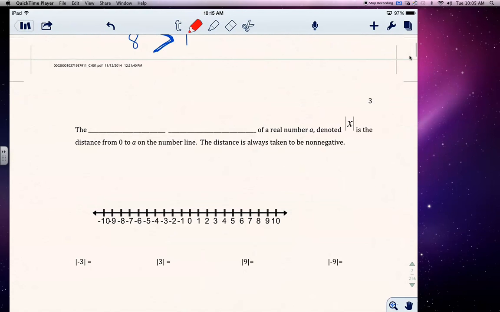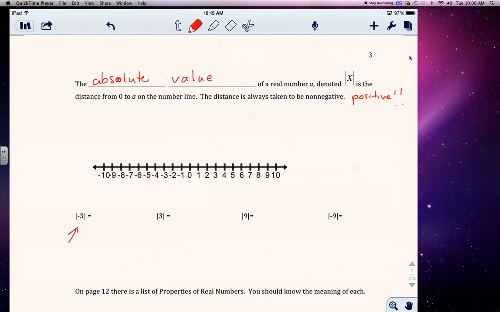Okay. Another thing we'll talk about is the absolute value. The absolute value of A is the distance from 0 to A on the number line. The distance is always taken to be non-negative, which means positive. The distance -3 is to 0: 1, 2, 3. So 3 units away. The absolute value of 3 to 0 is going to be 1, 2, 3. It's still 3 units away from 0. The absolute value of 9 is going to be 9 away, and the absolute value of -9 is going to be 9 away. Notice how all the absolute values are going to be positive.